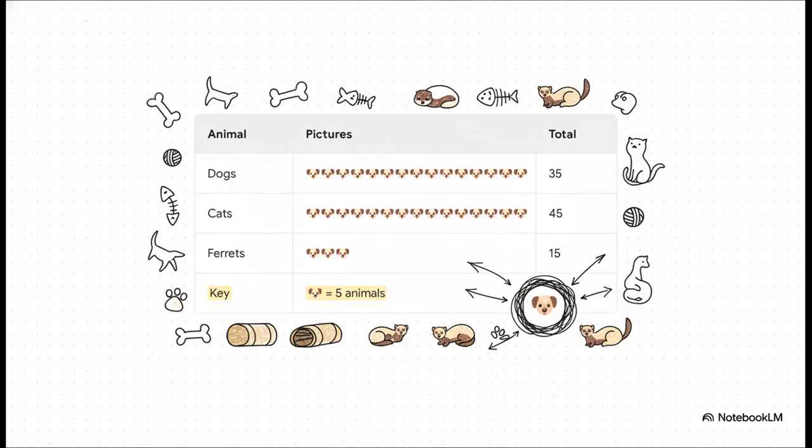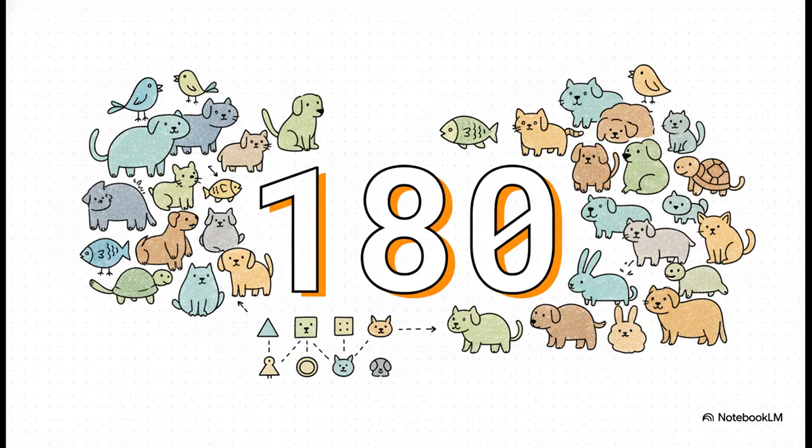Check out this chart of adopted animals. The key tells us one symbol is 5 animals. So for dogs, we've got 7 symbols. You just do the math, 7 times 5, that's 35 dogs. For cats, it's 9 symbols times 5, which is 45. See, it's just simple multiplication, but it lets us show big numbers super easily. And that is the magic of a scaled key.